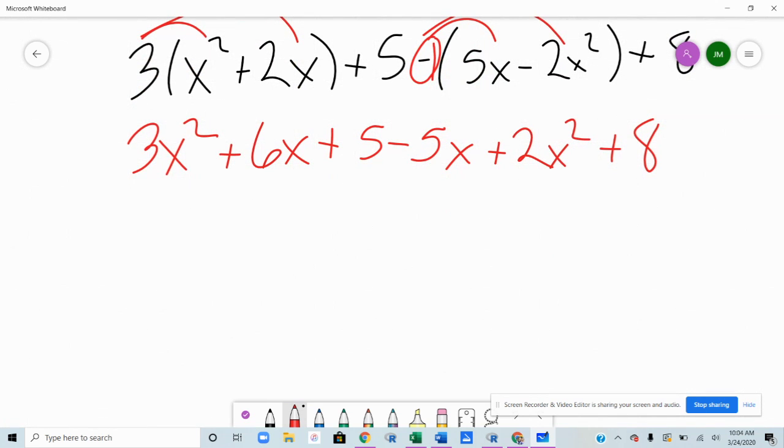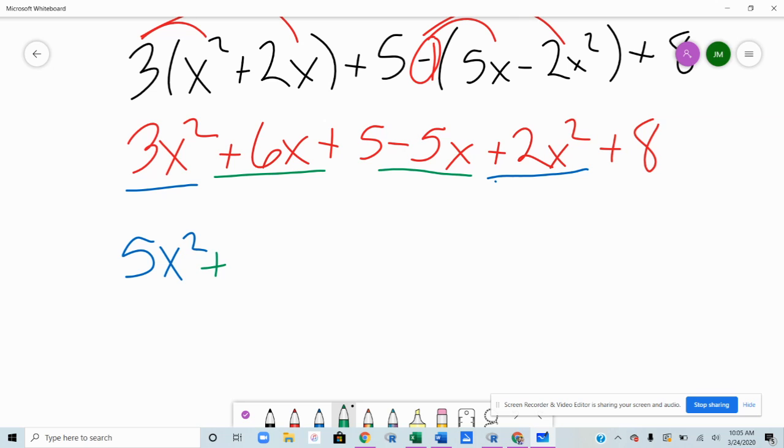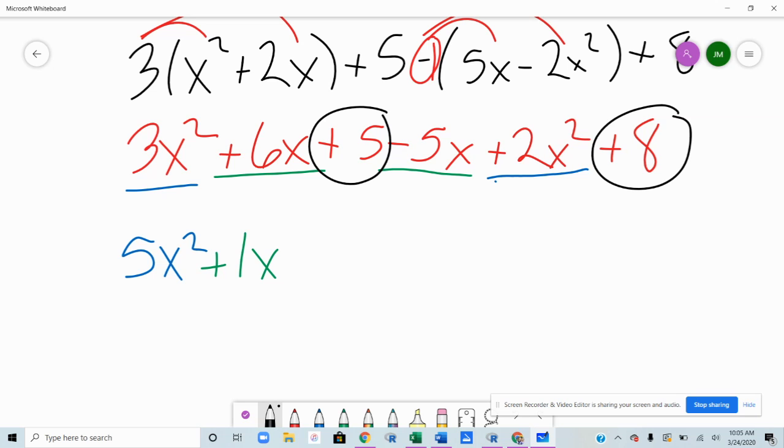Okay. Now you can look for your like terms to combine. So 3x squared plus 2x squared. So 3 plus 2 is 5x squared. Then I've got 6x minus 5x. So 6 minus 5 is 1. So plus 1x. And you've got plus 5 and plus 8. Those are your constants, your like terms. Gives you plus 13. Look down the line, make sure you didn't miss any. We're good.